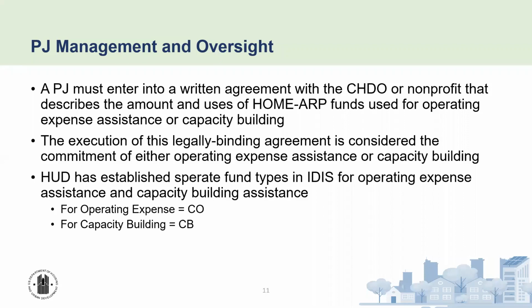Lastly, I just want to point out that HUD has established separate fund types in IDIS for operating expense assistance and capacity assistance to help us track and ensure that the limitations are met. For HOME-ARP nonprofit operating, that's going to be CO fund type. And for capacity building, there'll be a CB fund type.